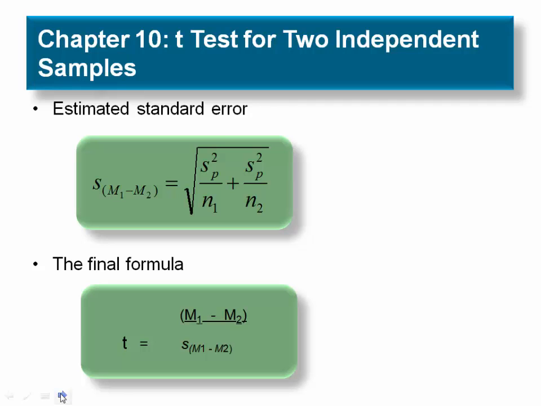In step 3 on the formula worksheet, you will calculate the estimated standard error, which is the number that you will use in the denominator of the final independent samples t-test formula. The estimated standard error formula is shown on the slide, and it is step 3 on the worksheet. Taking the pooled variance number you calculated in step 2, you divide that same number by the n of one group, and then divide the same pooled variance number by the n of the second group.